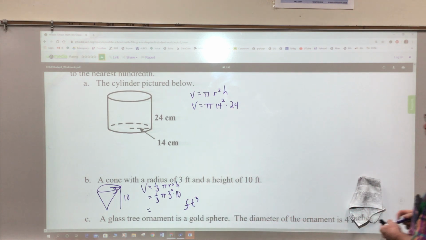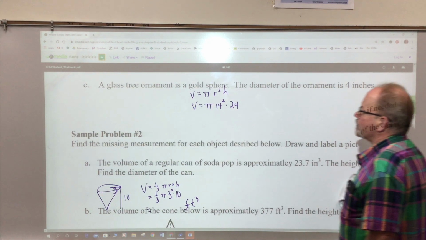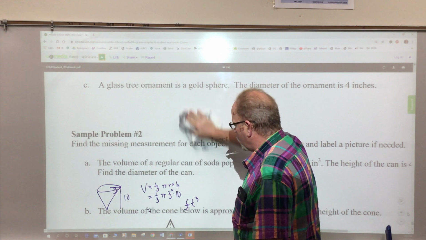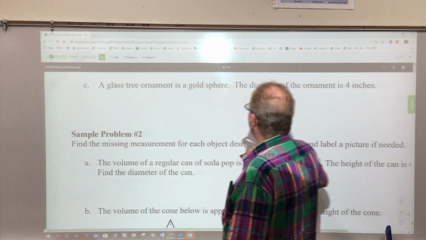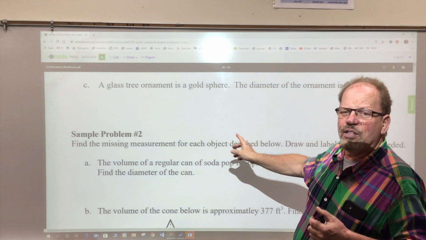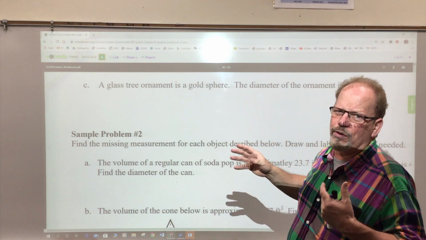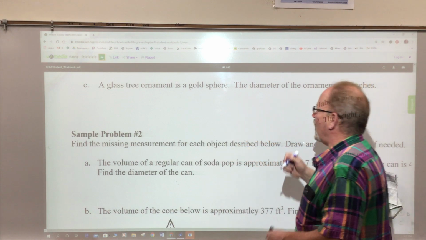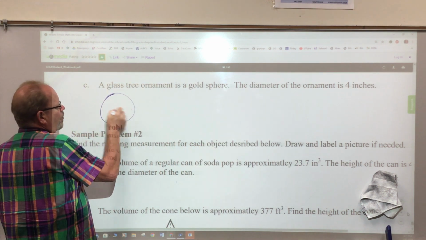A glass tree ornament is a gold sphere. Again, you could have paused that if you wanted to think about it and figure out an answer. You could have paused that before looking at this. You can take the think time. I'm going fast, so I make a short video for you. You can take the think time with your pause button and your rewind button. A gold sphere.